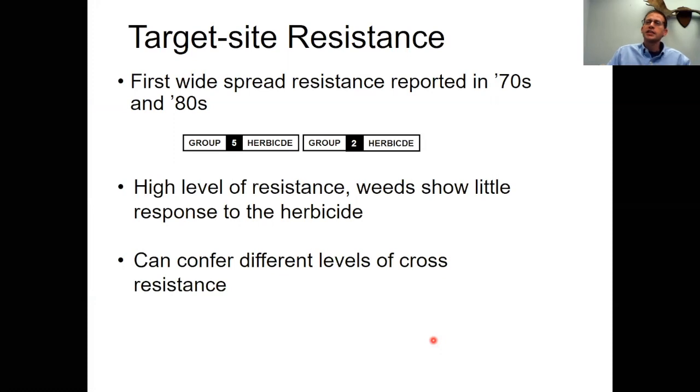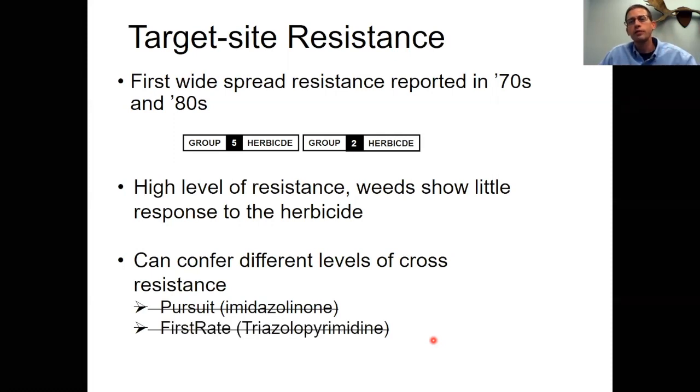And target site resistance can also confer different levels of cross resistance. I mentioned Pursuit earlier as an ALS inhibiting herbicide. It's a member of the imidazolinone family, or a group 2 herbicide. However, First Rate is another group 2 herbicide, a member of a different chemical family, but if we have cross resistance, that plant is going to be resistant to both Pursuit and First Rate.